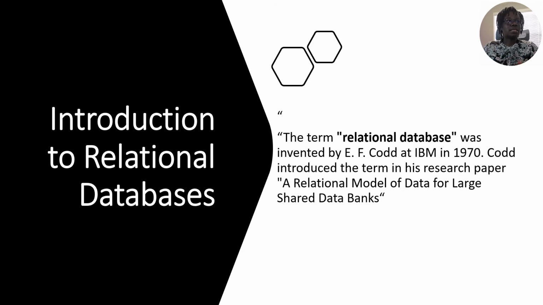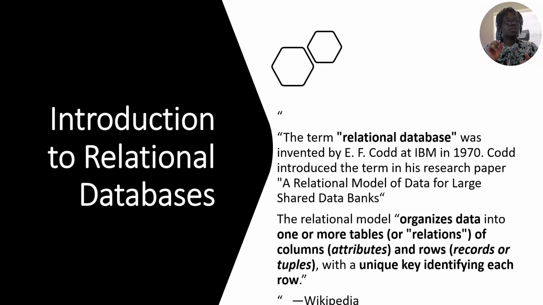So then, what is the relational model of data? The relational model organizes data into one or more tables of columns and rows with a unique identifier identifying each row, according to Wikipedia. Okay, so a table also means a relation, and a column also means an attribute, and a row can also mean a record or a tuple. So in an entity, there could be attributes and records, meaning there could be rows and columns. That is what a relational database is.